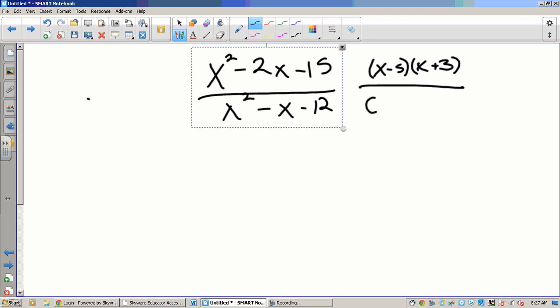Negative 4 and 3. So we just write down x minus 4, x plus 3. Now notice this. Notice I have an x plus 3 over an x plus 3.